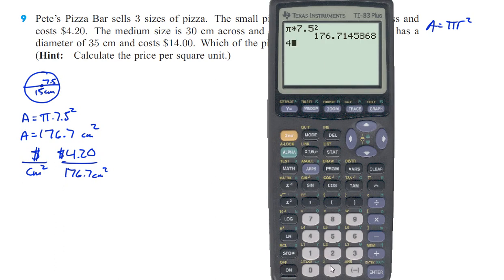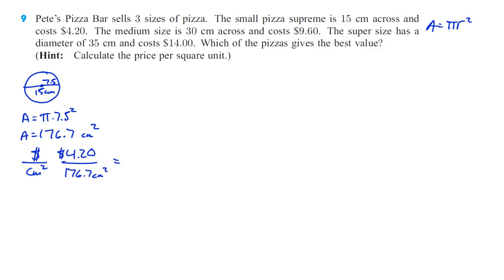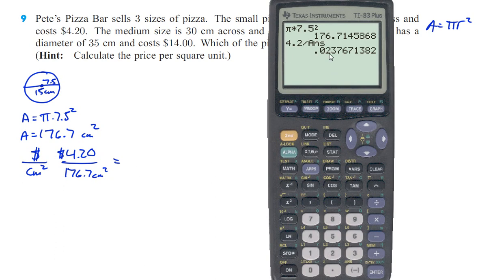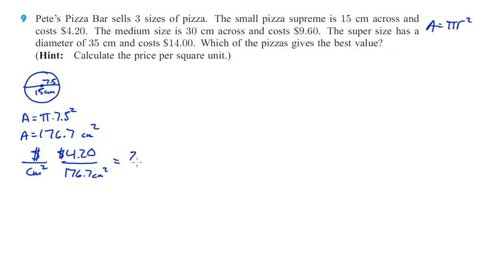So we take 420 divided by that 176, and we get 2.37, I guess that's 2.38 cents per square centimeter. Okay, so that's for the small.